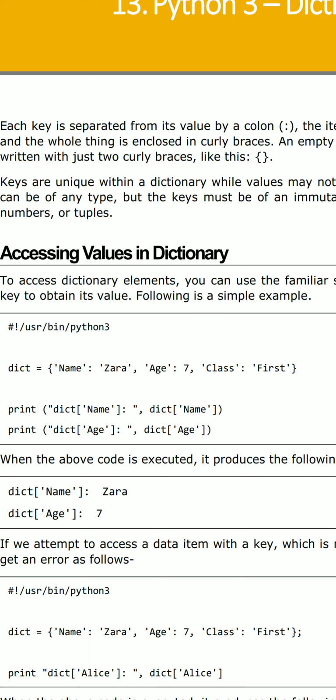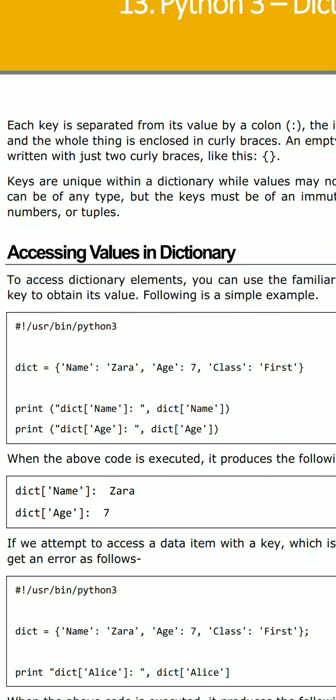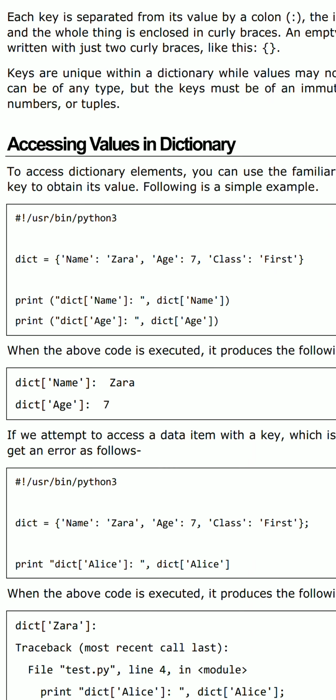Next one is age in single quotes and a colon, then 7, which is a numerical value. Then class, in single quotes. So this is the way to enclose them. Name, age, and class are all enclosed in the braces. So this is the syntax of a dictionary and how values are stored in it.